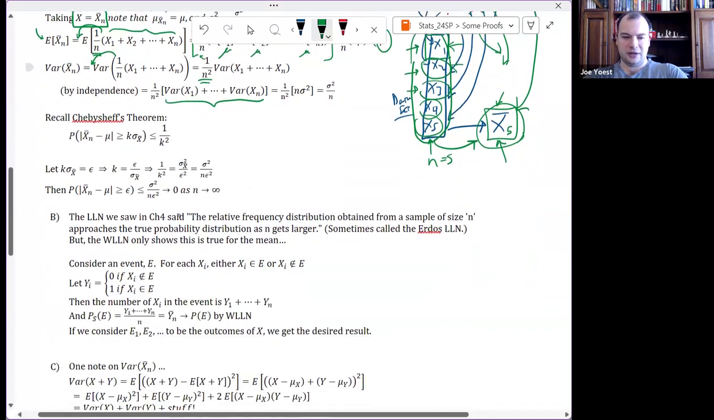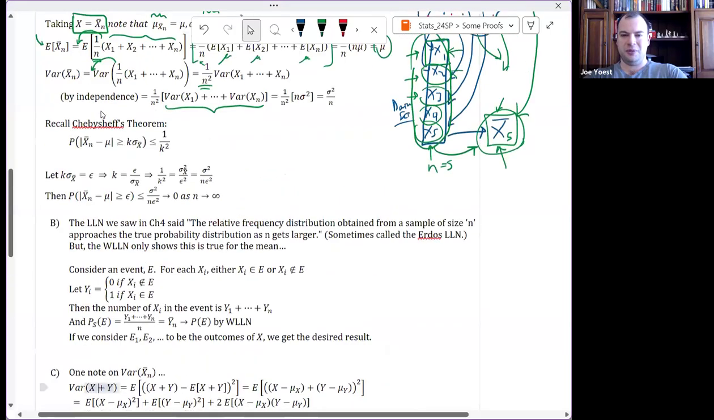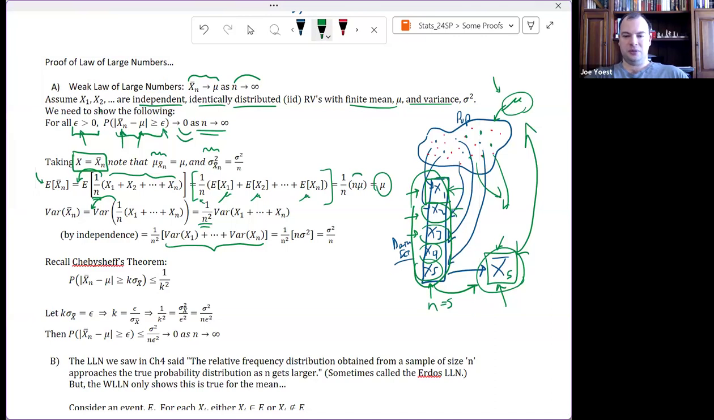I think I have a note down here about this, so we're just going to hold off on that for a minute. But by independence, we can do this, and we'll show why we can do that a bit later.